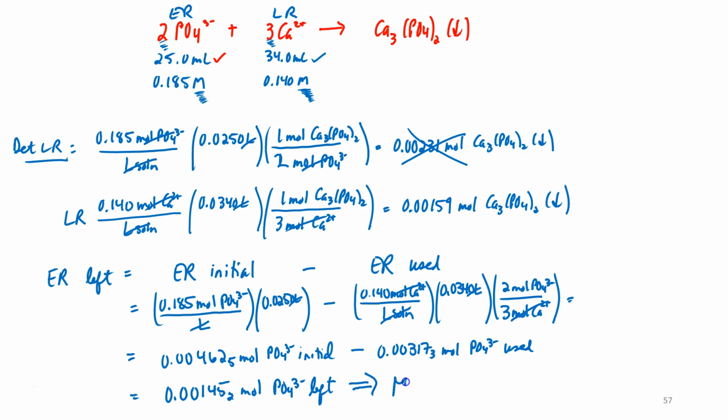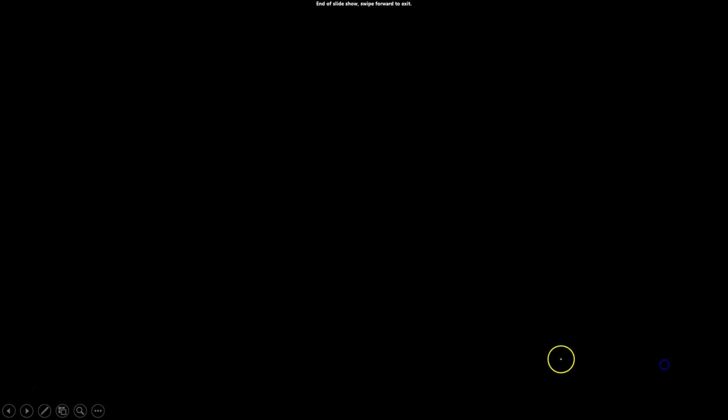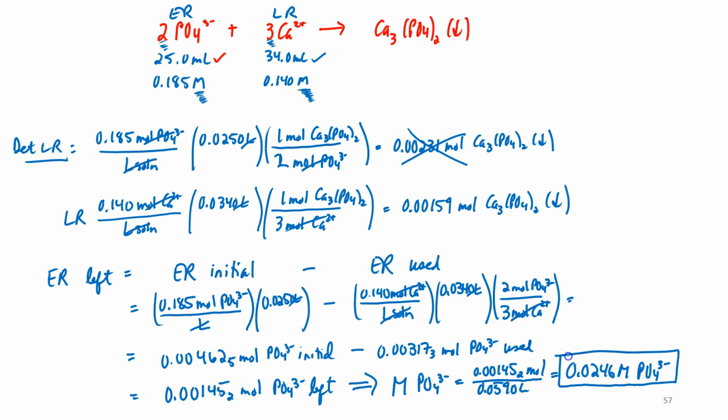So to get the concentration of phosphate in the final solution, just take these moles that you had left over and divide by the total volume in that final solution. Do you remember what that was? Wasn't that 59 milliliters or 0.0590 liters? And when I did the arithmetic, I got 0.0246 molar phosphate in that final solution.